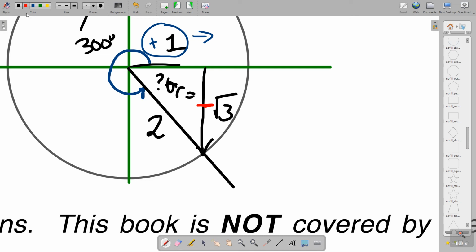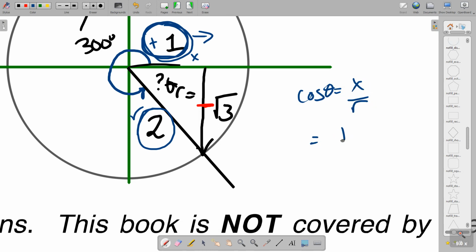So the question for this particular one was to find the cosine. The cosine is the adjacent over the hypotenuse, x over r. This is the x value. This is the r value. Cosine equals x over r of the angle. 1, that's positive, over 2. There's the cosine of 300.